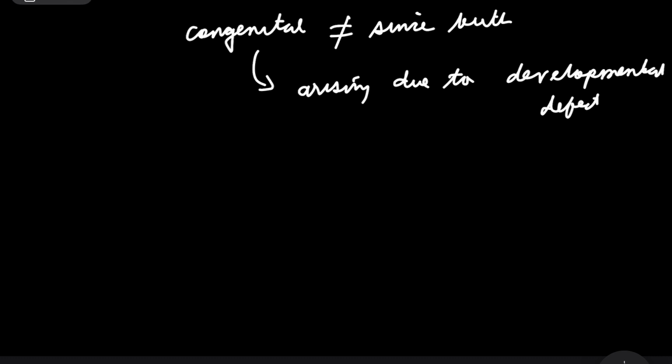Okay. So we'll talk about this in a lot more detail. There are a multitude of congenital conditions that we'll talk about throughout medical studies, in ophthalmology as well. So I'm just giving you a brief footnote here. A mental note that you should make is that congenital does not mean since birth. Congenital means developmental defect. Okay.